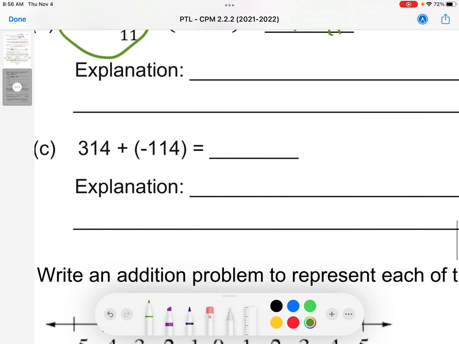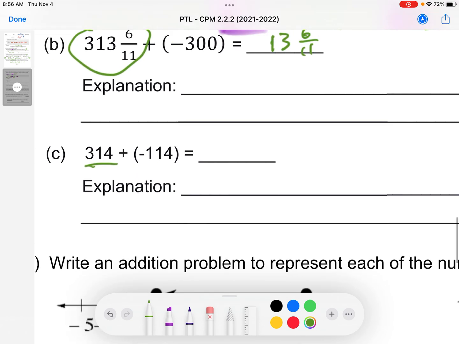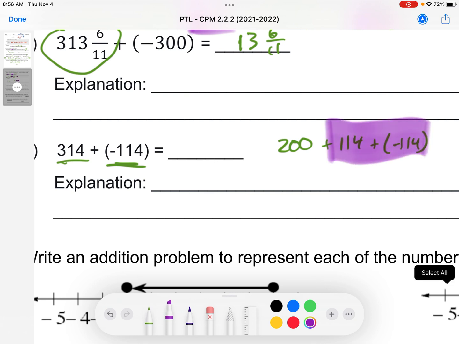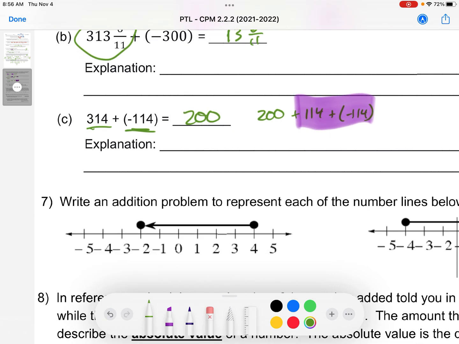Down here, I could break that 314 up, right? I could break that up to be 200 plus 114. Then I still have this negative 114. What do I know? Those two cancel, don't they? Please explain that down below.